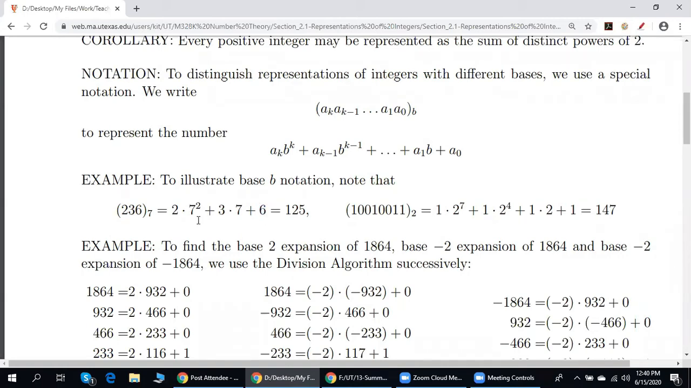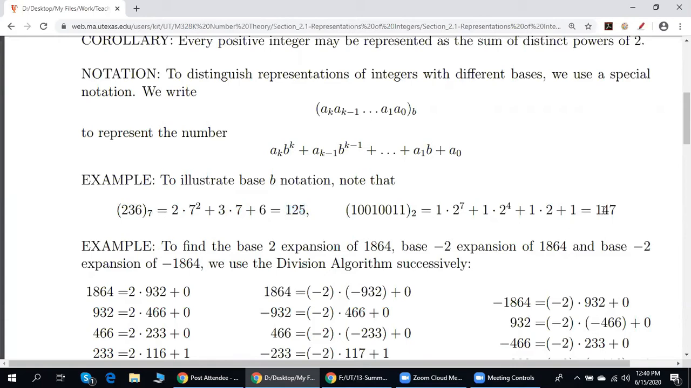And now, let us denote this by (2, 3, 6) in parentheses with subscript 7. What we see in front of us here is the so-called base 7 expansion of 125.